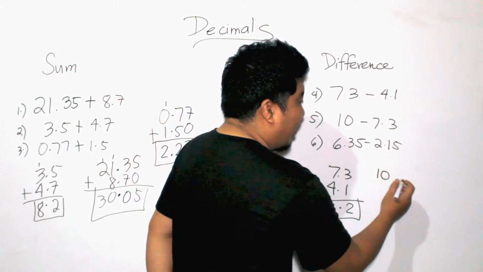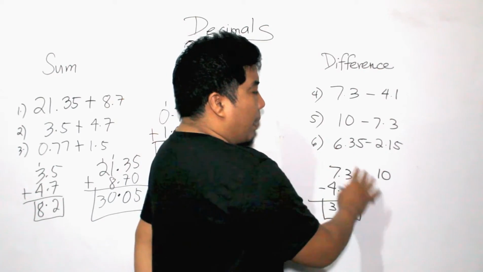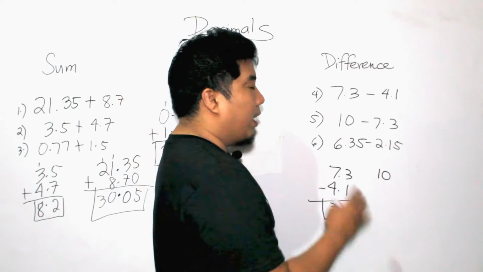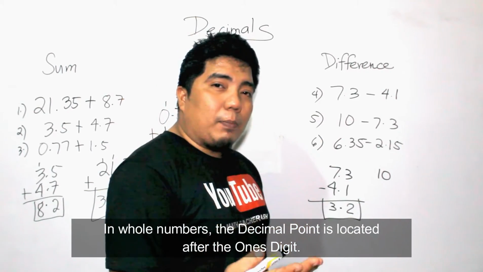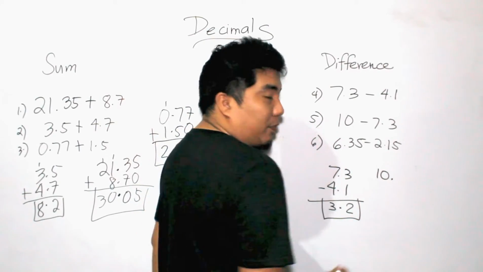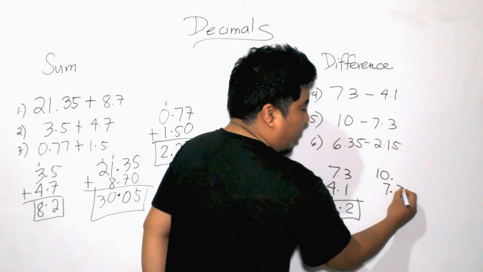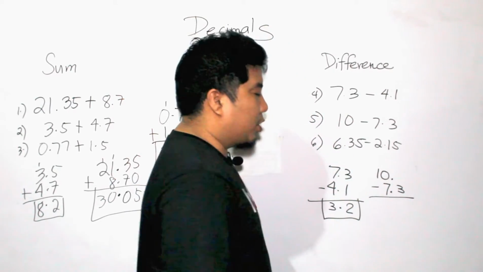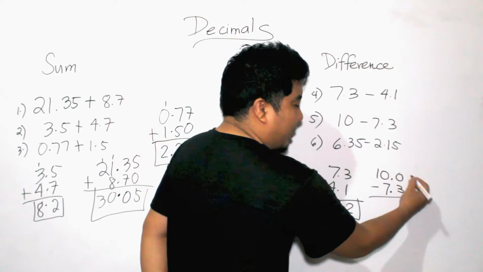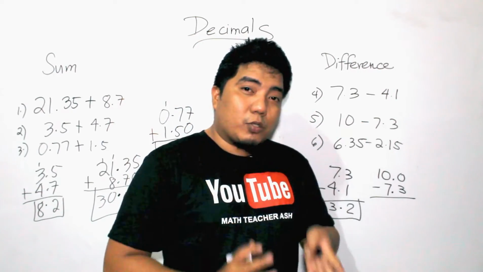We have here 10 minus 7.3. Now, how do we write this in column form? Remember that 10 is a whole number. In 7.3, only 7 is the whole number. In whole numbers, the decimal point is after the whole number. So, since this is 10, the decimal point is after here. Okay? So, minus 7.3. Since the numbers do not have the same decimal places, we will add 0 here so that your decimal places are the same as the subtrahend.